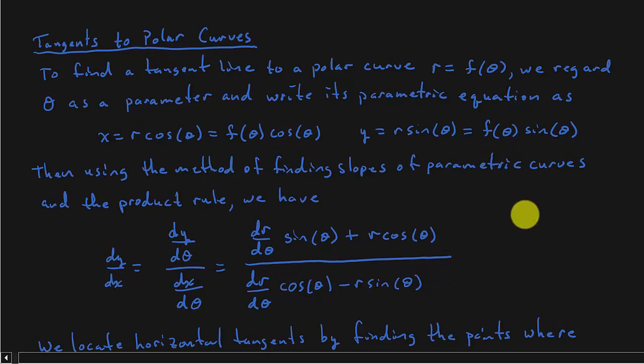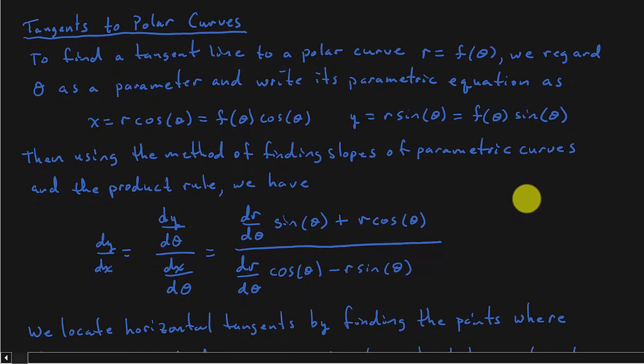All right, now let's look at this. Now let's get into some calculus. So we've got tangents to polar curves. To find a tangent line to a polar curve, r equals f of theta, we regard theta as a parameter and write its parametric equations as x equals r cosine theta, which is f of theta cosine theta, and y equals r sine theta, which is f of theta sine theta. We're going to say r is f of theta.